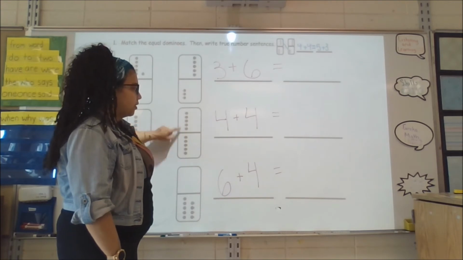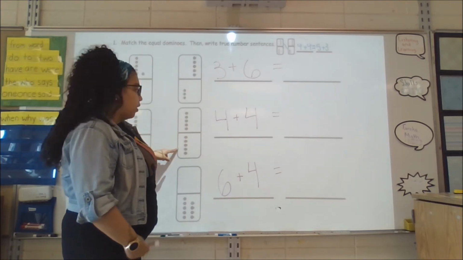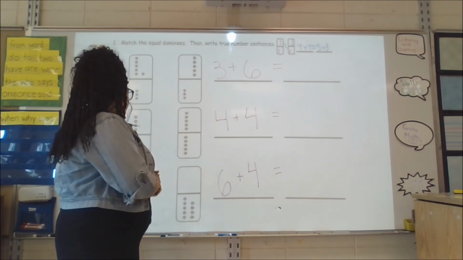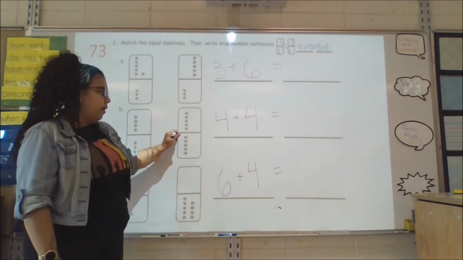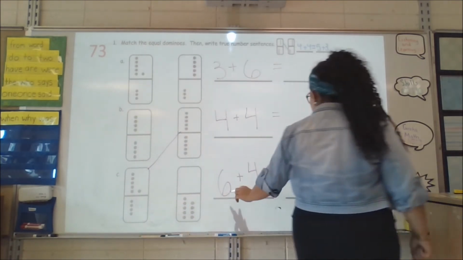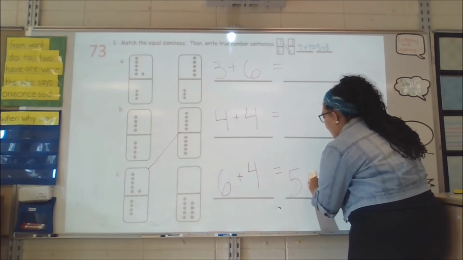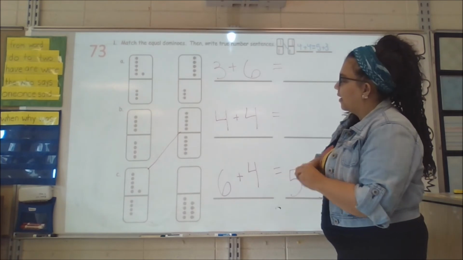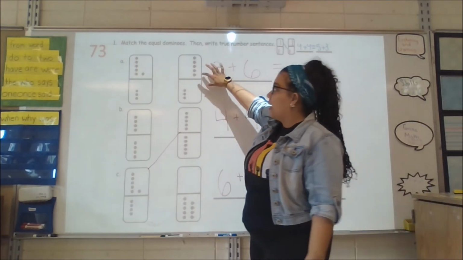Ooh, wait a minute. Notice this domino? It's doubles again. It's 2 of the same part. So if this is 5, then this is 5. And we know 5 and 5 is a way to make 10, which means 6 and 4, 5 and 5. Because we're making 10. So 6 plus 4 is equal to 5 plus 5. Good job.